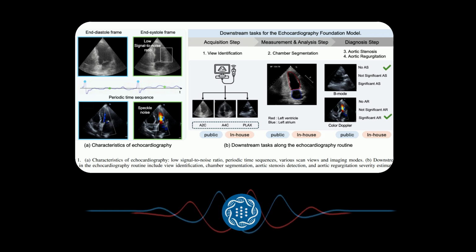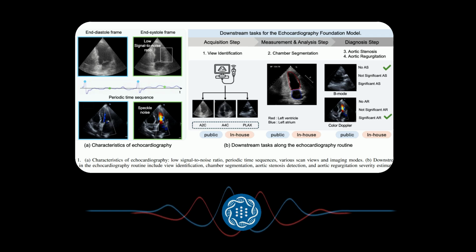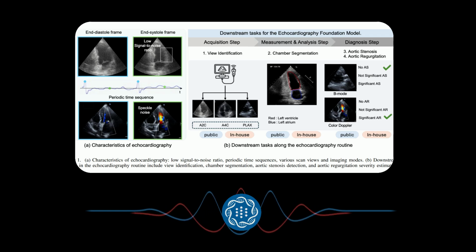Okay, echocardiograms. Those are pretty intricate, right? Lots of moving parts, literally. They really are, and analyzing them requires a lot of expertise. But that's exactly what EchoFM is designed to do. It's a foundation model that's specifically trained to understand and analyze those echocardiography videos. And how much data did they train this thing on? Get this, they trained it on over 290,000 echocardiography videos. It's mind-boggling. That's a lot of heartbeats.